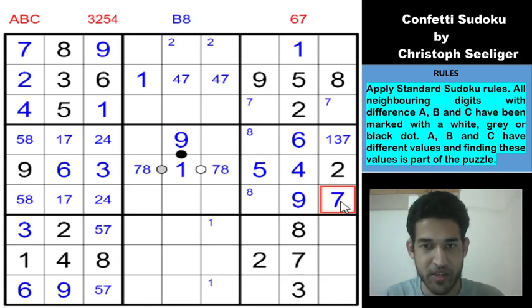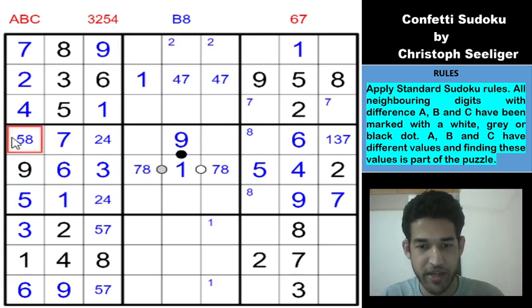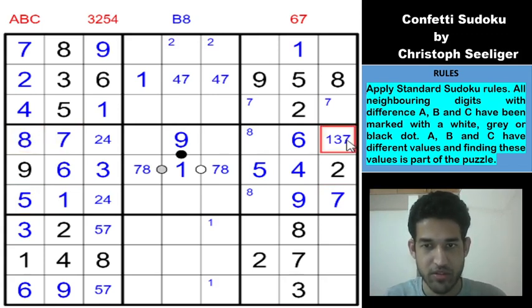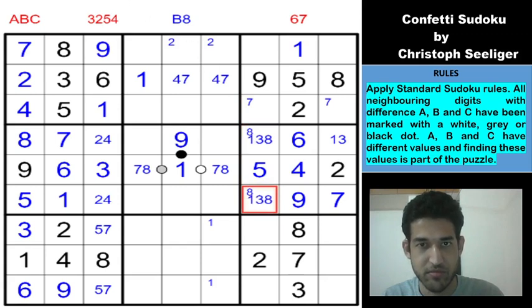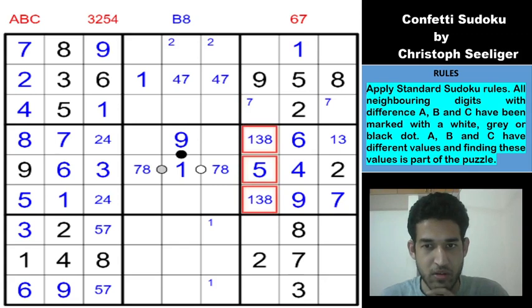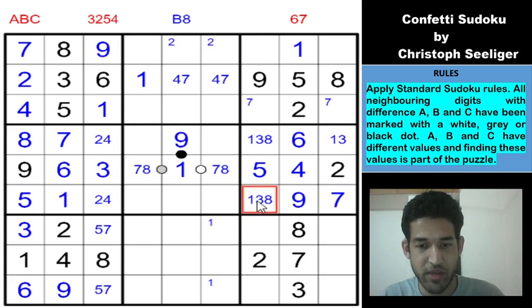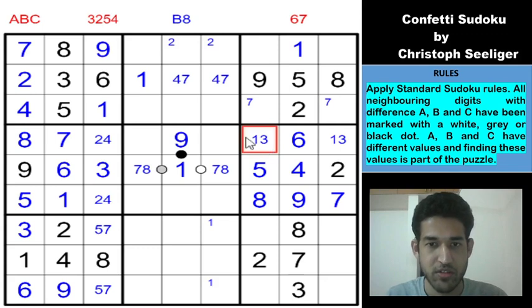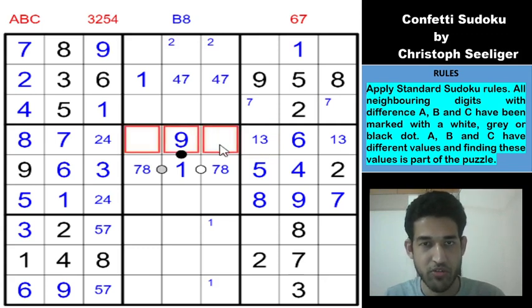So this is a 7, which means this will be a 7 and this will be a 1, and this can't be 8 anymore. So this is a 5 and this would be an 8. So this is going to be 1 or 3. And these two cells must be 1, 3, 8. So 1 and 3 can't go near the 9. So this would have to be 8, which means this is not 8. So this is a 1, 3 pair. So these two cells must be 2, 4 and 5.